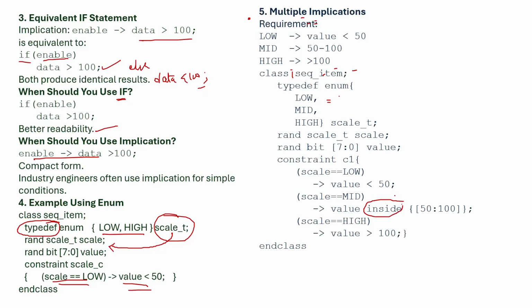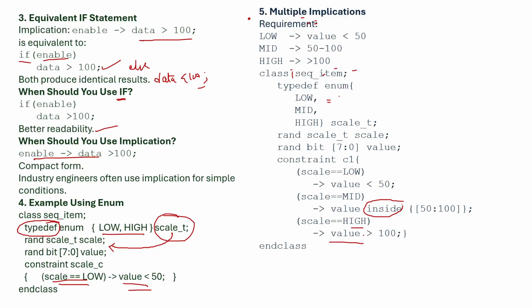The inside keyword is used to generate range values. Between some range values, okay, we will use this inside operator. And then what else? Other condition, scale equal to high, so then value greater than 100. Same way I have considered the else condition also.